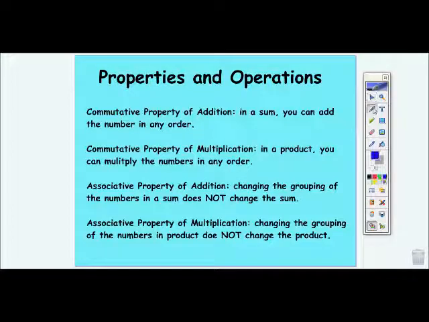Some of you that had me last year, in 6th grade, you might remember that we did commutative with a big O because commutative meant you could change the order. And we did associative with an ugly C at the end because that meant what was in the groupings were in a different order. So you will see us using both of these properties throughout this lesson.